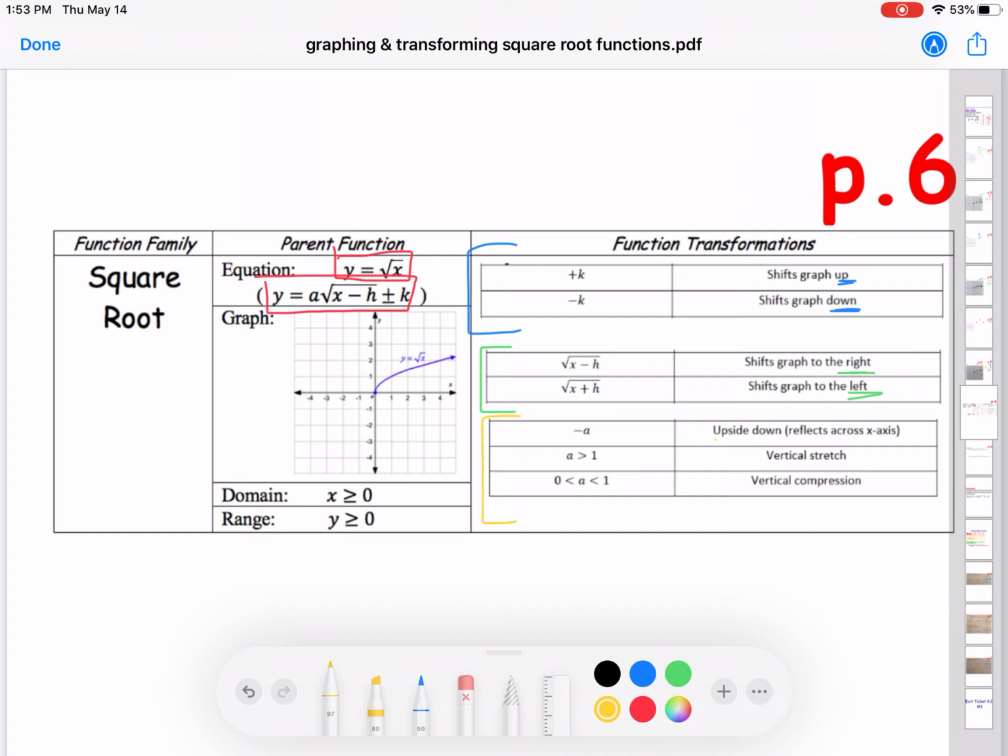If it's negative, the graph would be upside down or reflected across the x-axis. If it's a number greater than 1, that means our graph has been stretched out. It rises a bit more quickly. And if it's a number between 0 and 1, meaning like a small decimal or fraction, that means that our graph has been vertically compressed, so it does not rise as steeply.